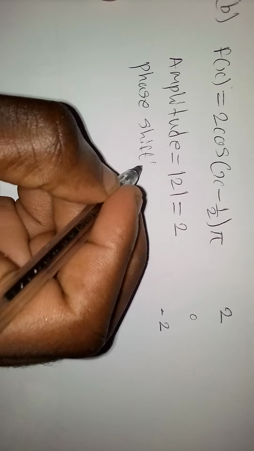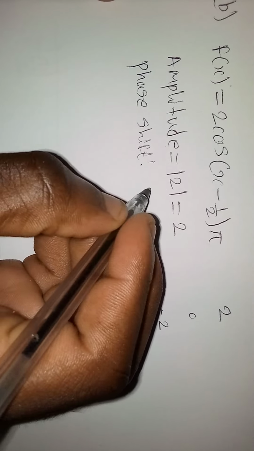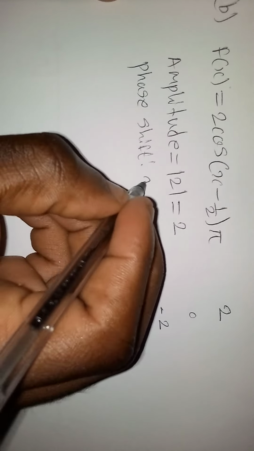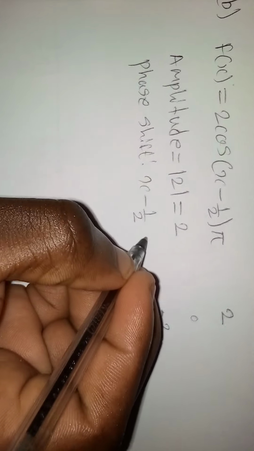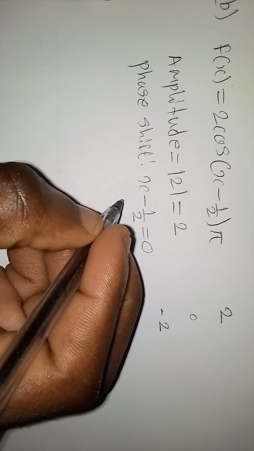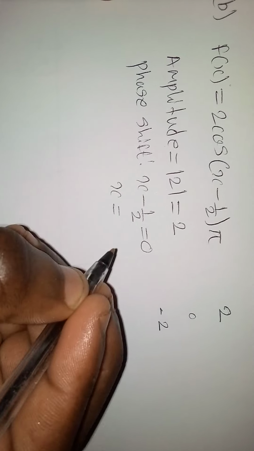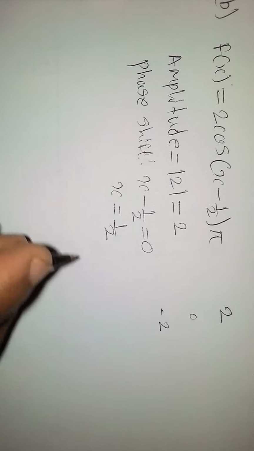So how do we get the phase shift? We get the angle of this function, which is x minus 1 over 2, equated to 0. So for x, our phase shift will be x is equal to 1 over 2.